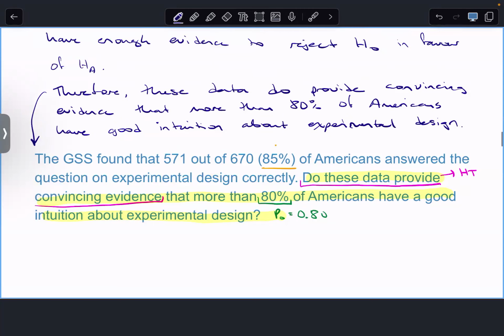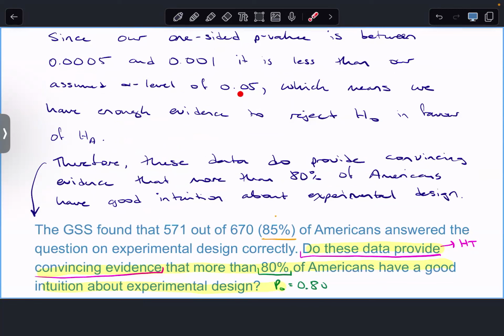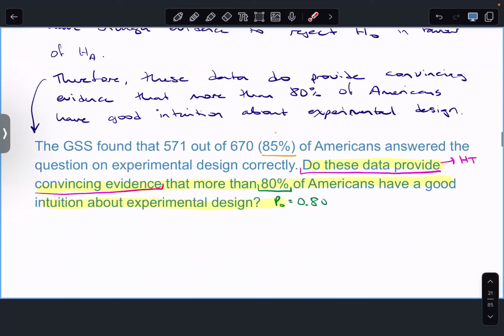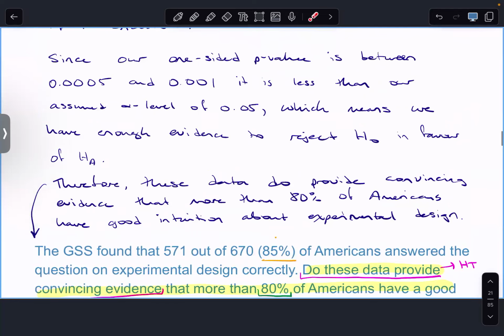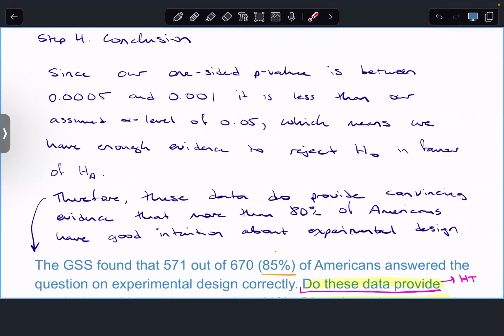If your p-value was not small enough, so not less than 0.05, your conclusion would be these data do not provide convincing evidence that more than 80% of Americans have good intuition about experimental design, which is what we wanted to answer in the first place. So as long as you remember that your conclusion has those three distinct parts: compare your p-value to your alpha level, then what does that mean in terms of H naught, you either have enough evidence to reject H naught or you don't, and then what does that mean in terms of the question.